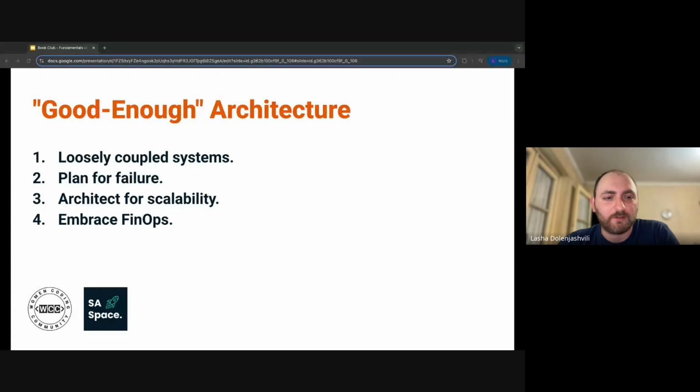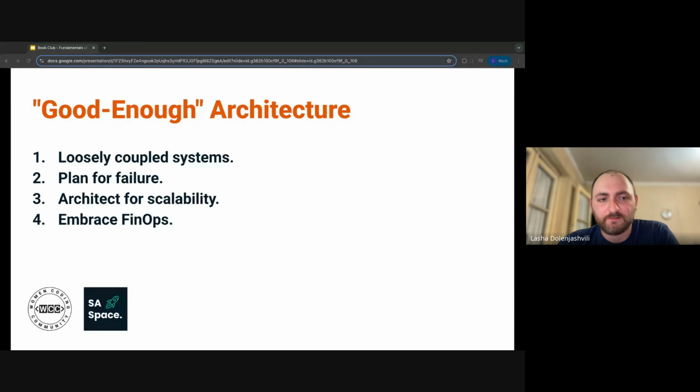And then we have architect for scalability. This means that our data systems should be elastic. What do I mean by elastic? When there is more load, our systems should be able to scale up to handle it, but also scale down to save money, of course. And a truly elastic system can even scale to zero. It means we can shut down our system completely when it's not in use.